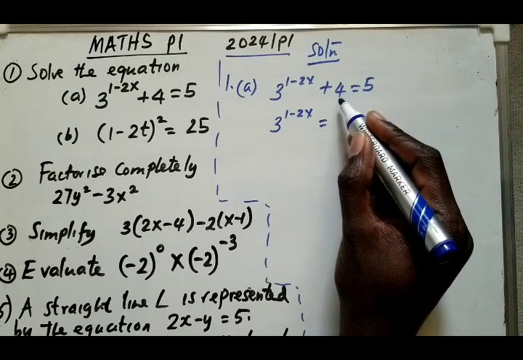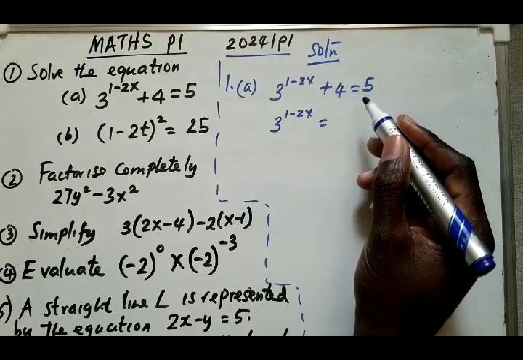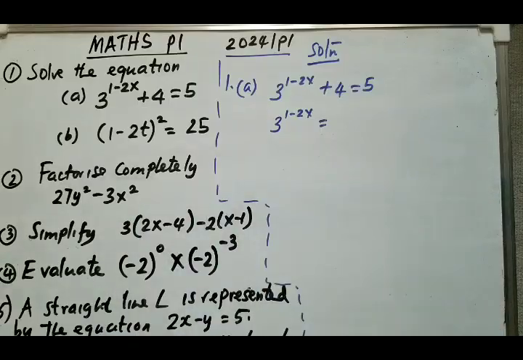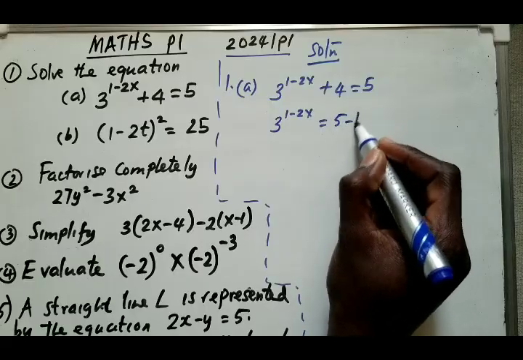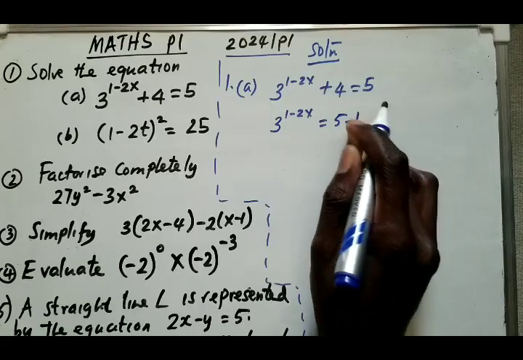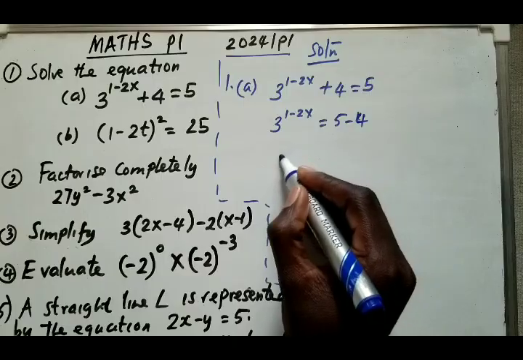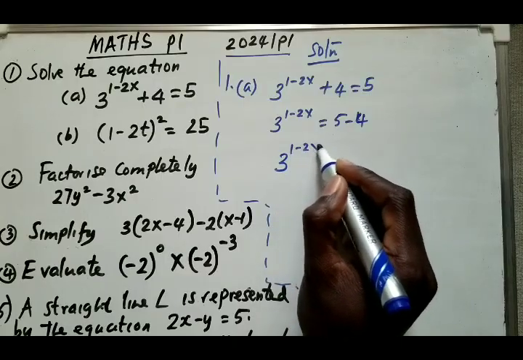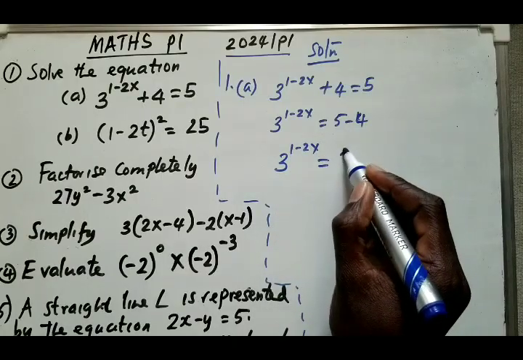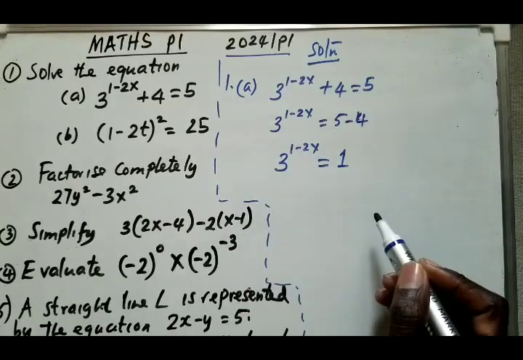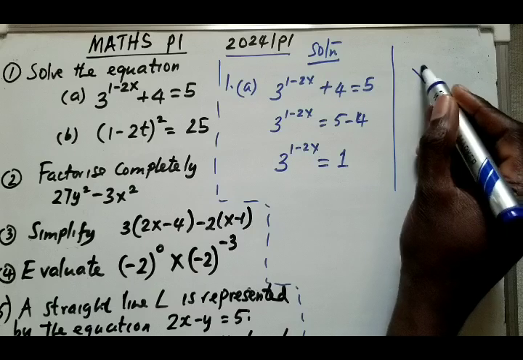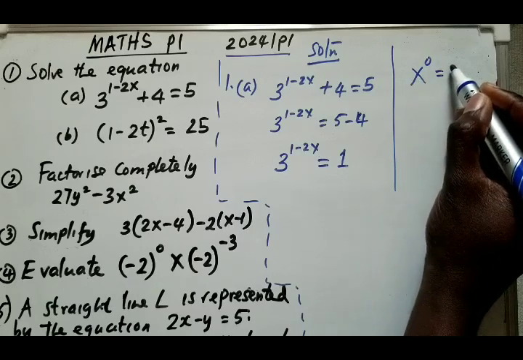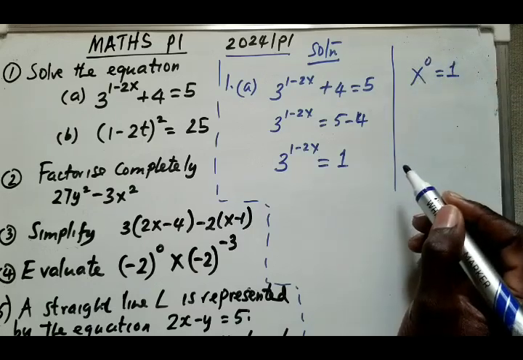So if you notice, when it goes to the other side, it is going to become a minus. So it will be 5 minus 4. So it will be 3 raised to 1 minus 2x is equal to, and that will give us 1. Now, of course, someone may say, I'm stuck. You shouldn't be stuck. According to the laws of indices, any number raised to the power 0 is equal to 1. And that's the concept that you have.